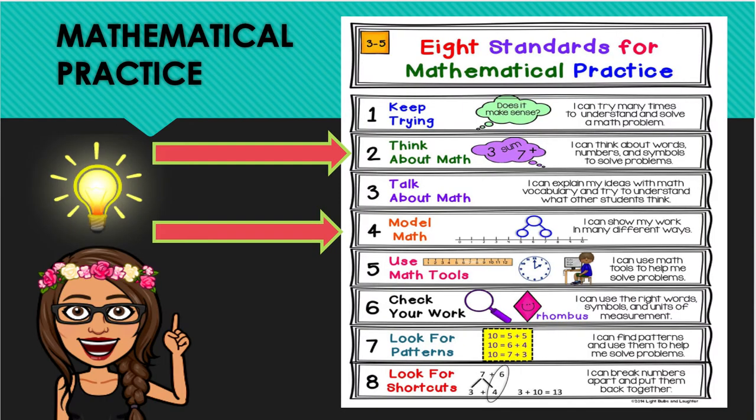Our mathematical practices today are number 2, think about math. I can think about words, numbers, and symbols to solve a problem. And number 4, model math. I can show my work in many different ways.